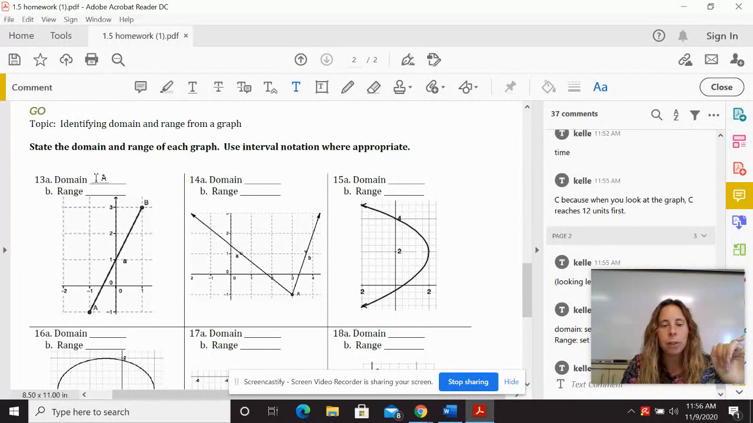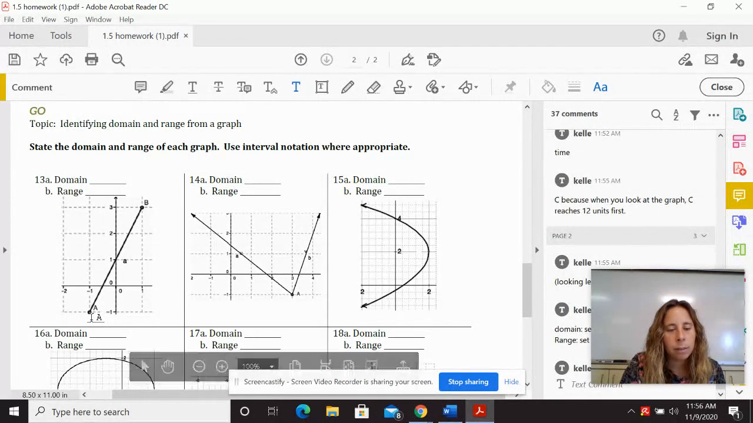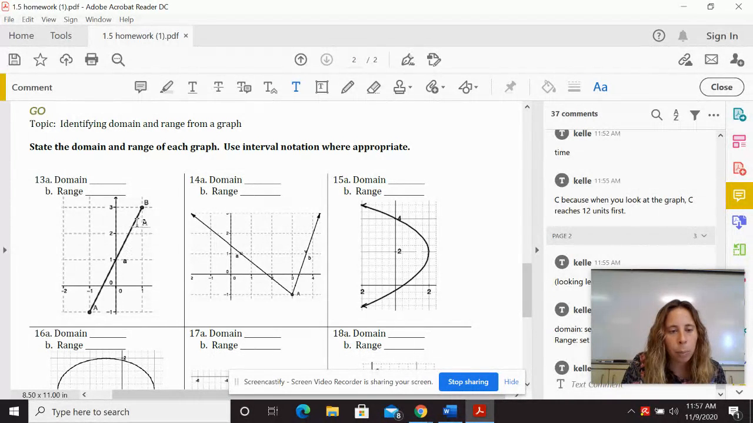All right. So domain. So you're going to start with looking at your X values. Ignore the Y values. Domain doesn't care about the Y values, only the X. So what's my farthest left point? -1. See how there's nothing at -2? So my farthest left point is -1, and then I have a continuous graph.